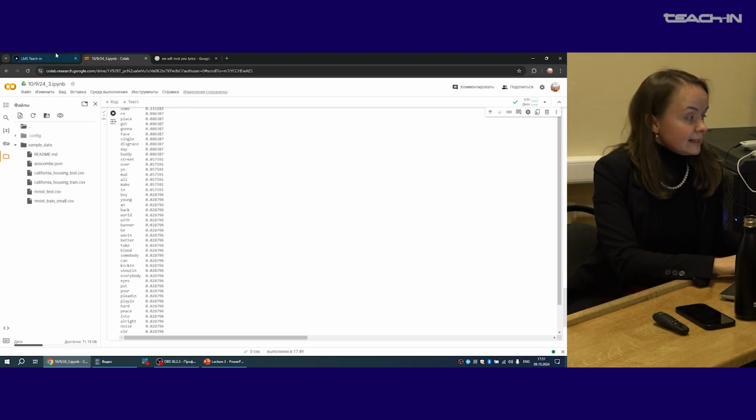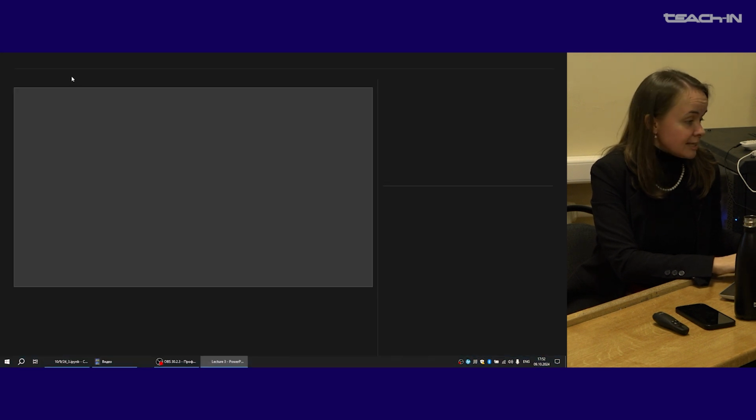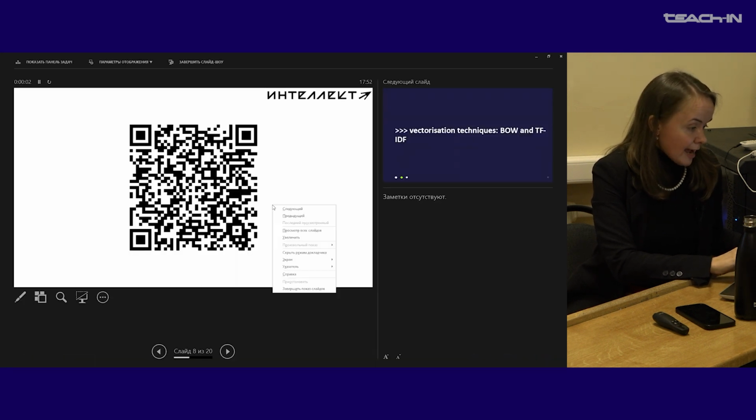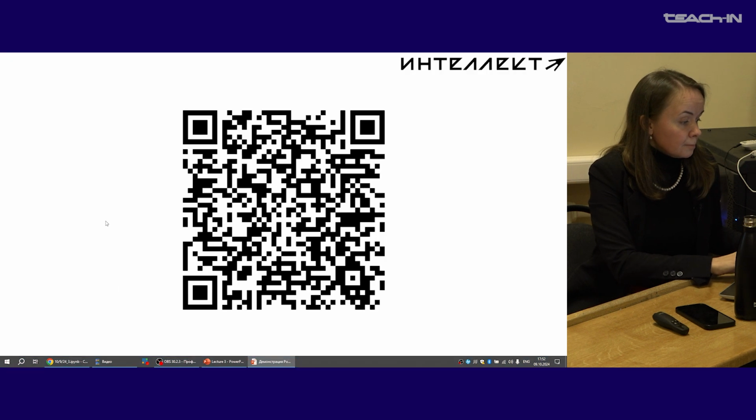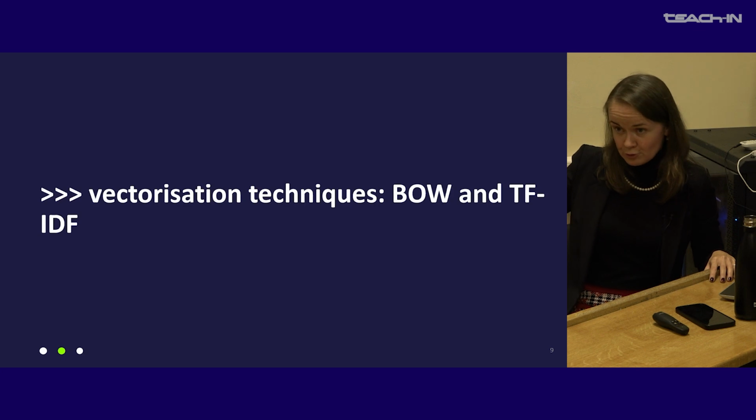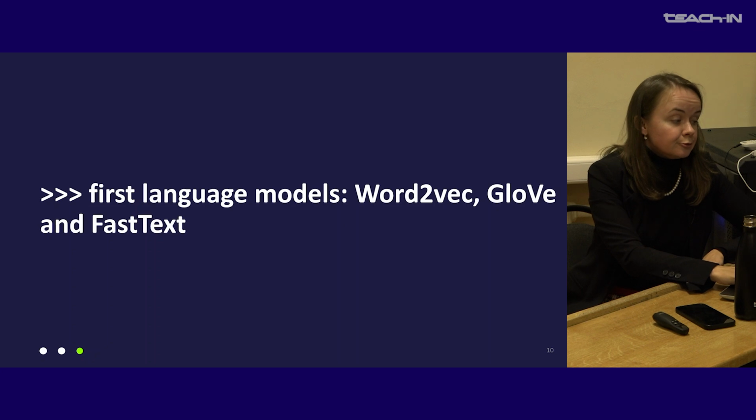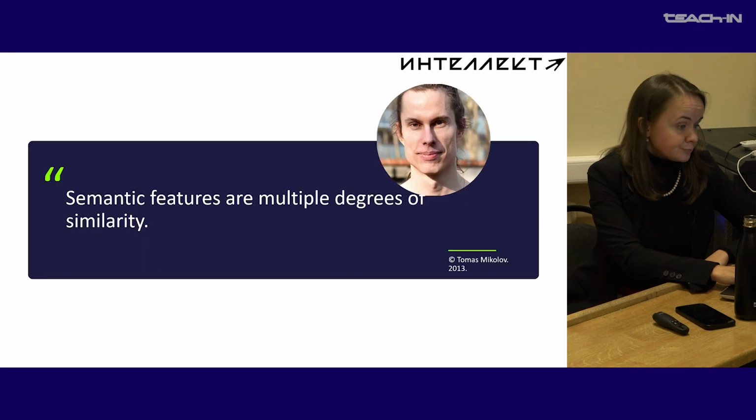These are the basic vectorization techniques, and in fact nowadays most neural networks use the TF-IDF technique, of course. And now we will go on not just with those techniques, but with the first language models, which in fact somehow were successful in finding those weights.